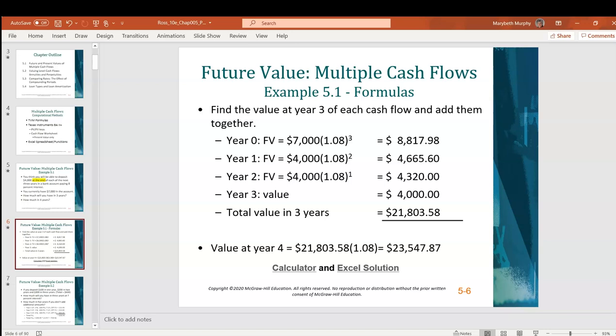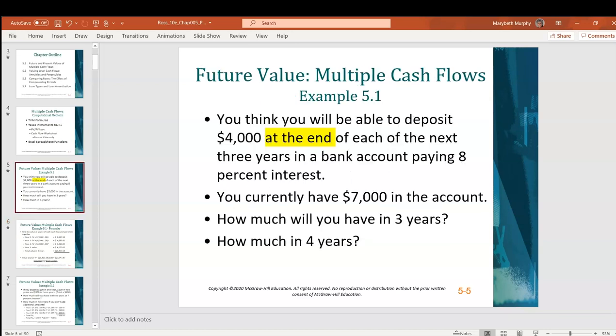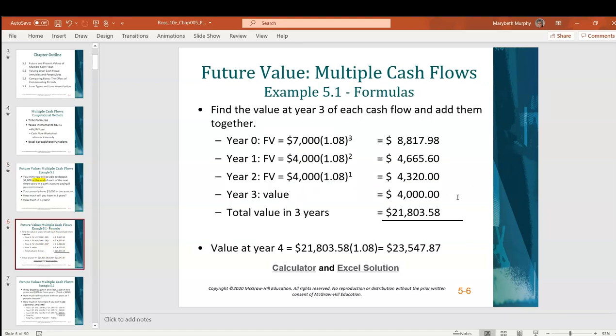Okay, so year 0, which is today, we have $7,000 in the account. It says here, you currently have $7,000 in the account. So that $7,000 would earn interest in year 1, 2, and 3. So we're going to take $7,000 times 1.08, 8% interest, to the third power. And that should give you $8,817.98.